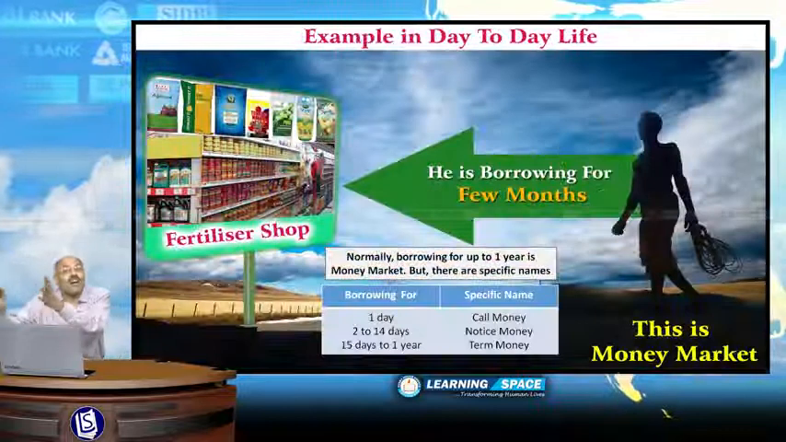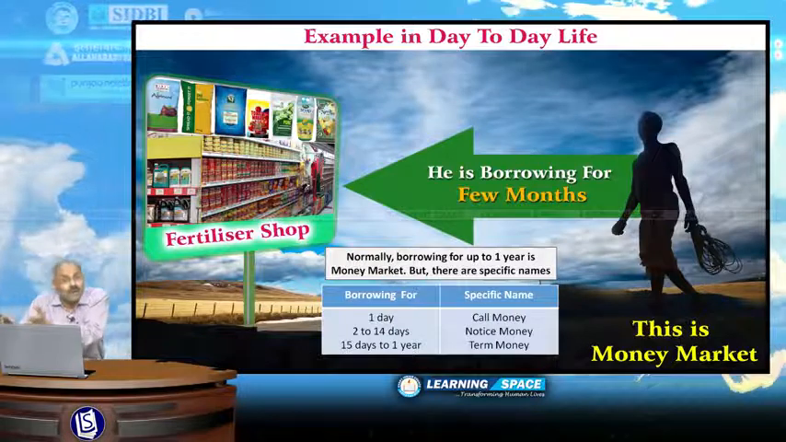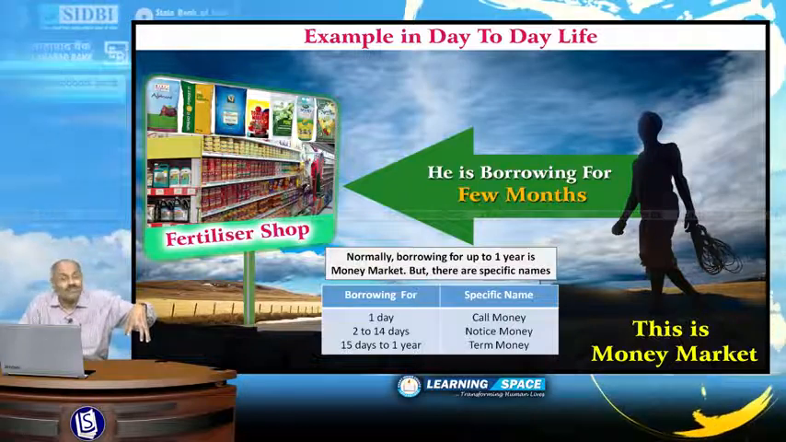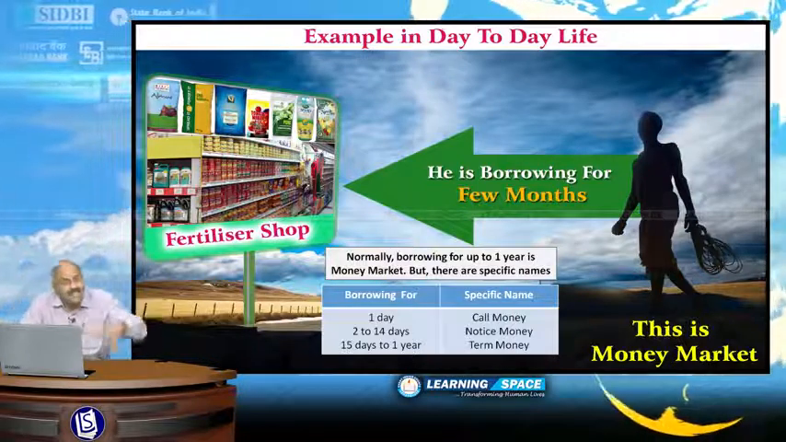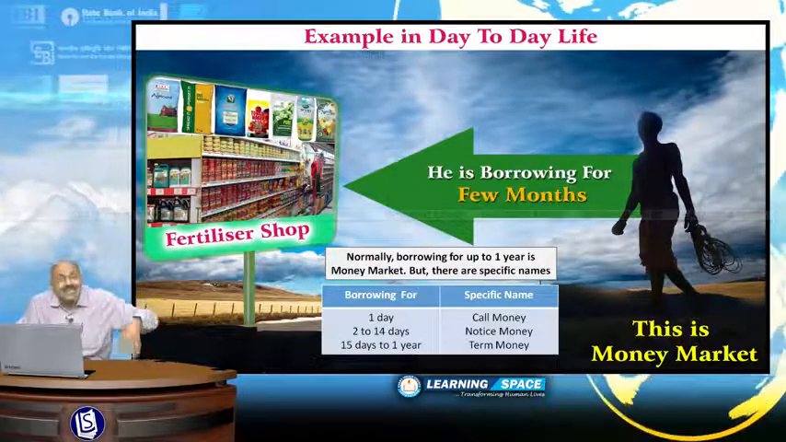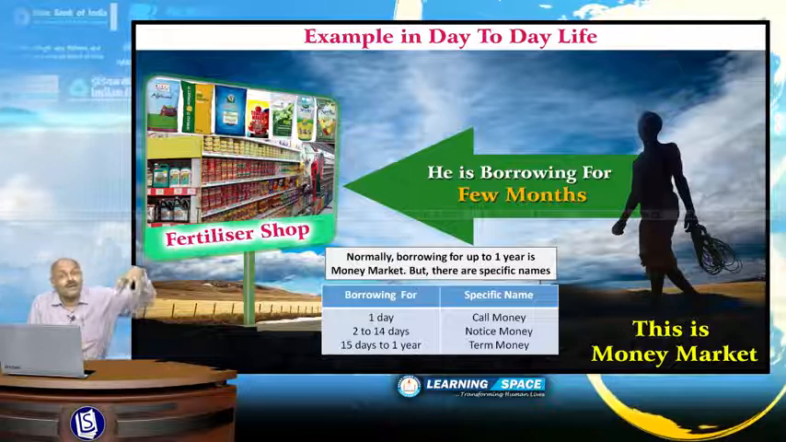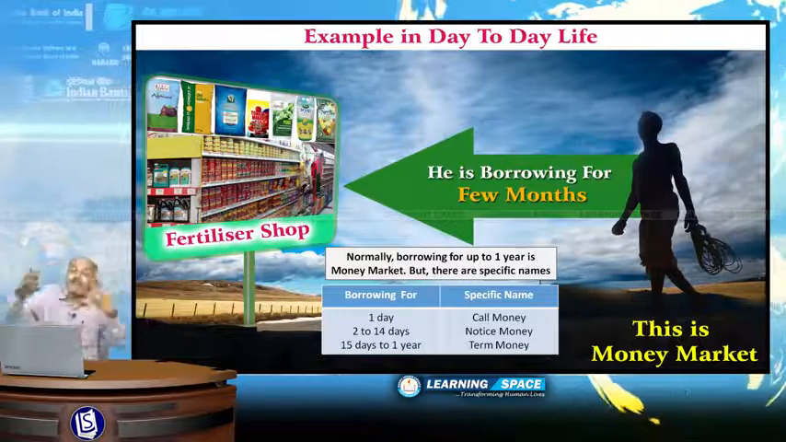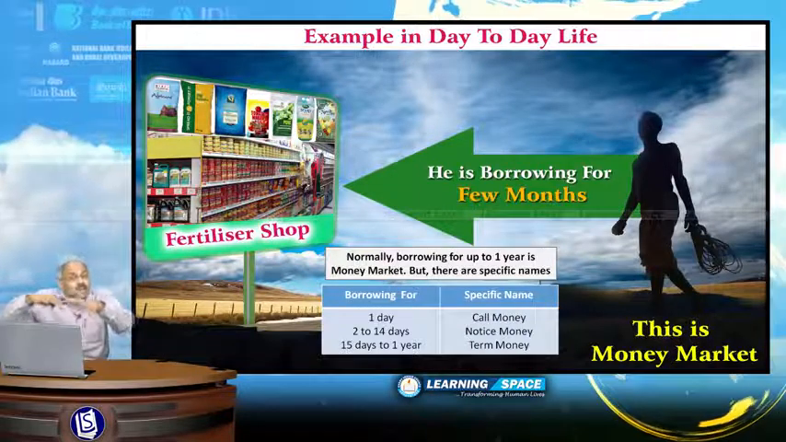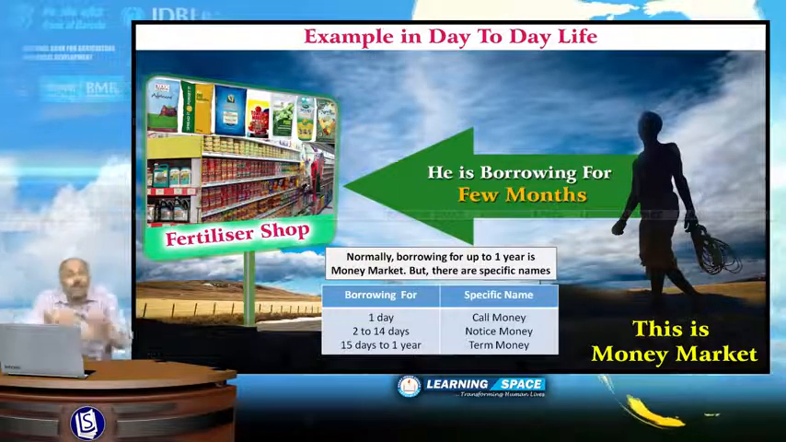Right, look at this example. A farmer, he wants some fertilizers, he wants some seeds. For that purpose, he will borrow money for few months. Farmer, he has done cultivation of his paddy crop or wheat crop. He is in need of some fertilizers. So, for that purpose, he will borrow money for few months. This is one example of money market. Normally, if a farmer borrows for purchasing fertilizers, he will pay back within 3 months or 4 months after he gets the harvesting. So, borrowing money for few months is money market. And please don't forget, call money is also part of money market.